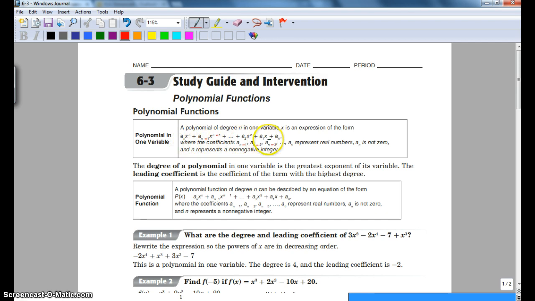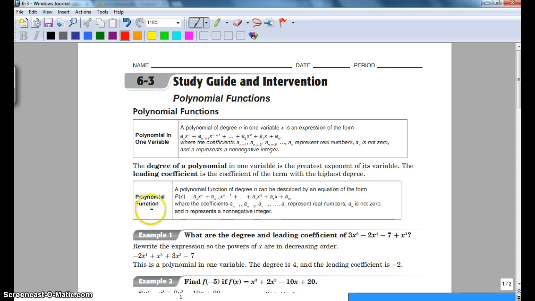This chain of terms is essentially a general representation of various terms in descending order of exponents. The degree of a polynomial in one variable is the greatest exponent of its variable. The leading coefficient is the coefficient of the term with the highest degree.